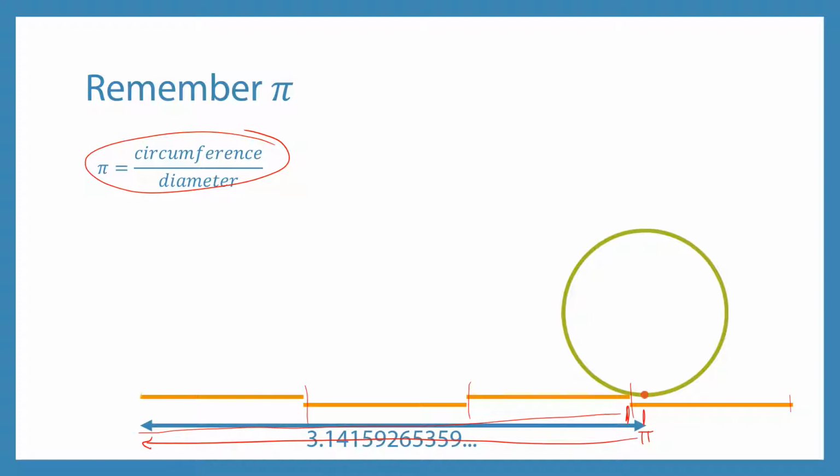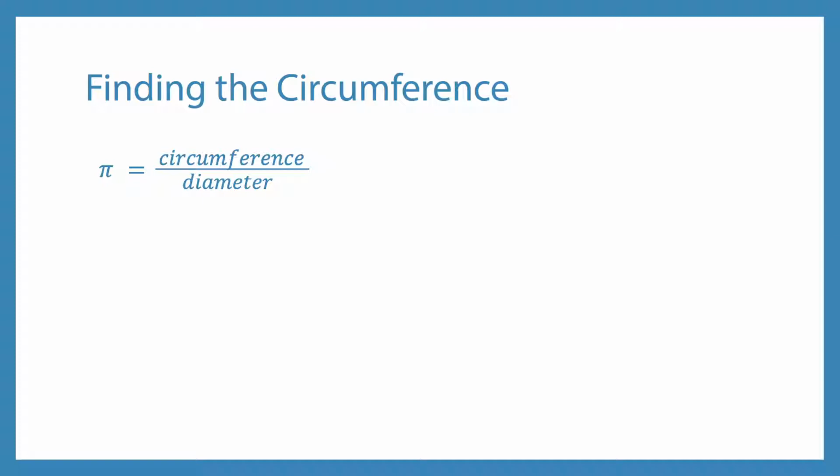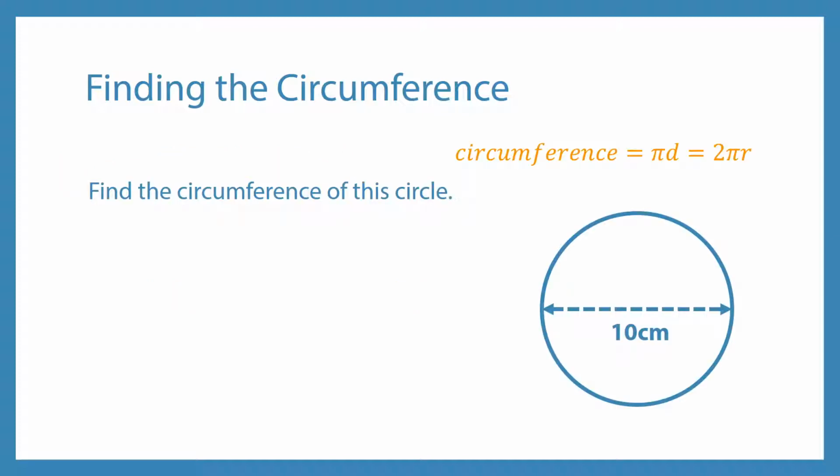Now, if we take that equation, we can rearrange it to work out our circumference. So our circumference is just pi times the diameter. We can find that by multiplying each side by diameter. If I multiply by diameter on both sides, we get this equation down the bottom. So the equation's now put up here: the circumference equals pi times diameter.